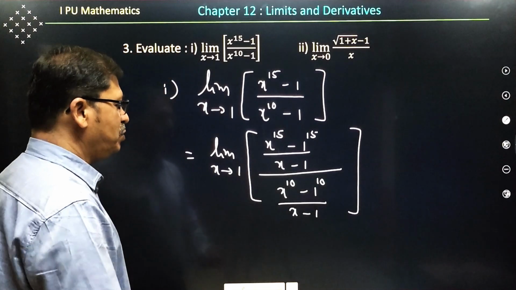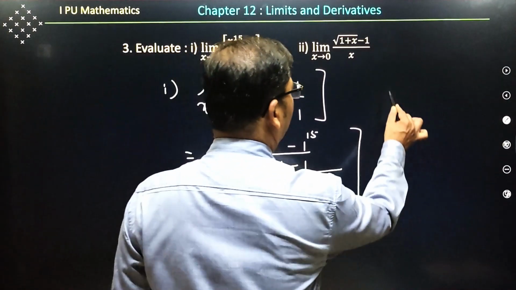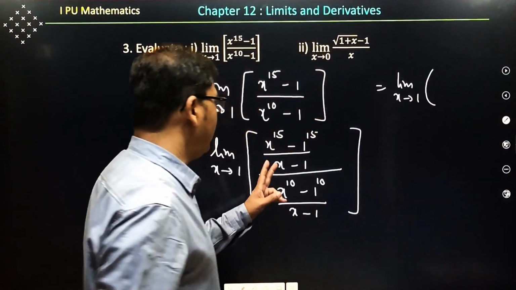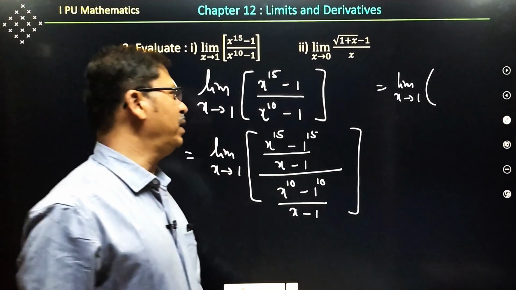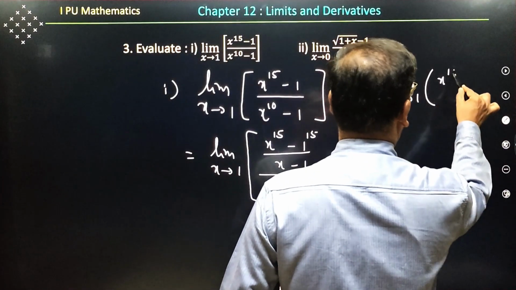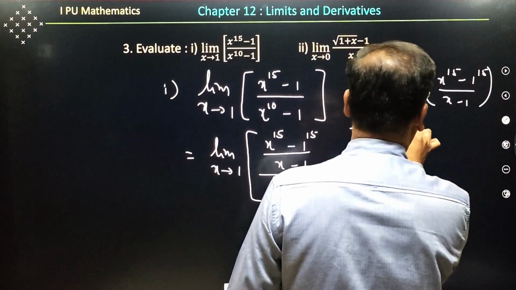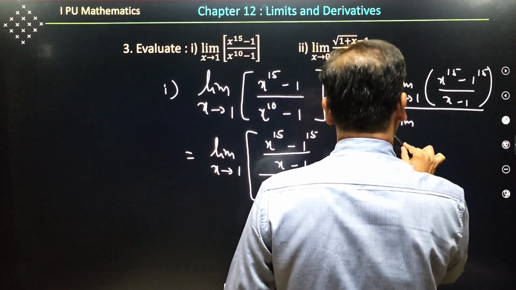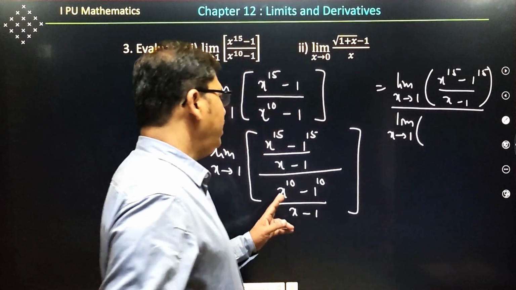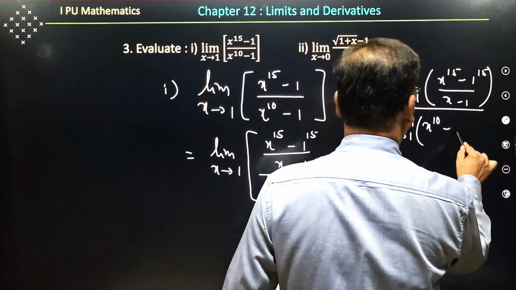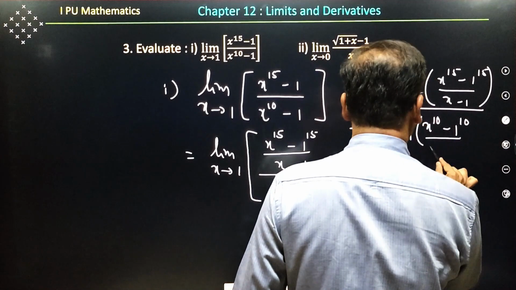So in the next step, you split the limit. So this is equal to what you can write? Limit x tends to 1, this is numerator, x raised to 15 minus 1 raised to 15 divided by x minus 1, divided by limit x tends to 1, x raised to 10 minus 1 raised to 10 divided by x minus 1 here.